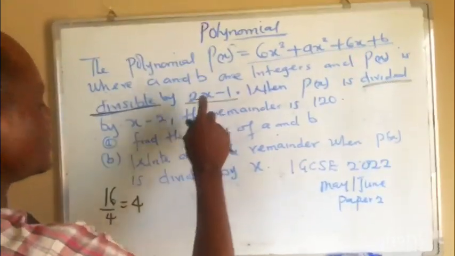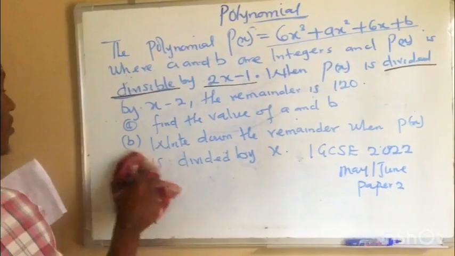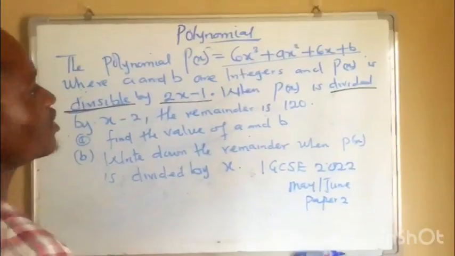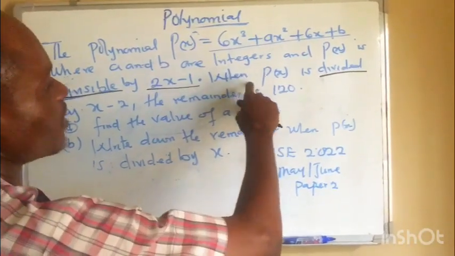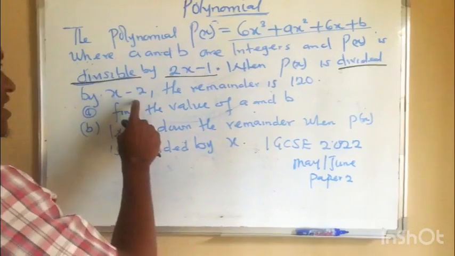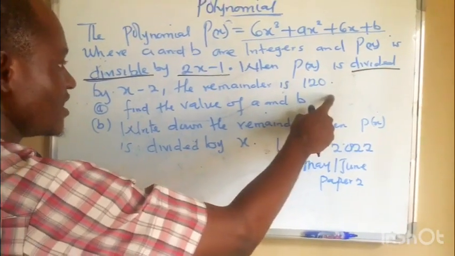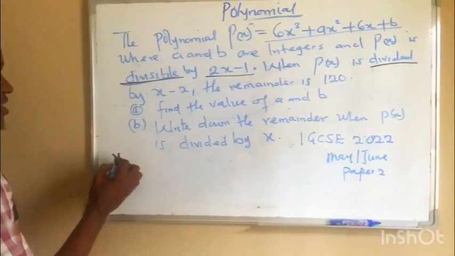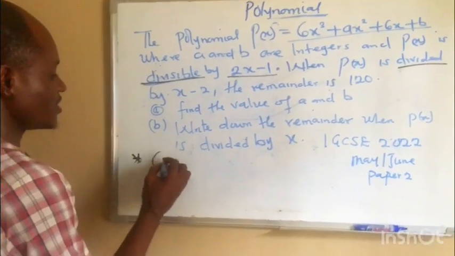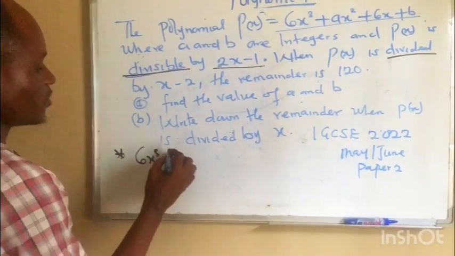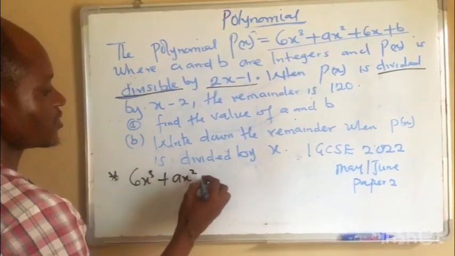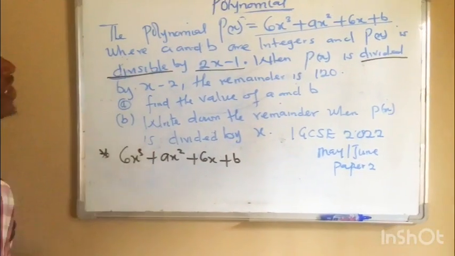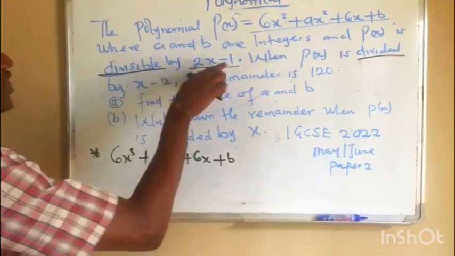That means the remainder is 0 when p of x is divided by this polynomial. And also they are now told that when p of x is divided by this, the remainder is this. We are now told to find a and b. The first thing to do is bring out our polynomial, which is 6x cubed plus ax squared plus 6x plus b.